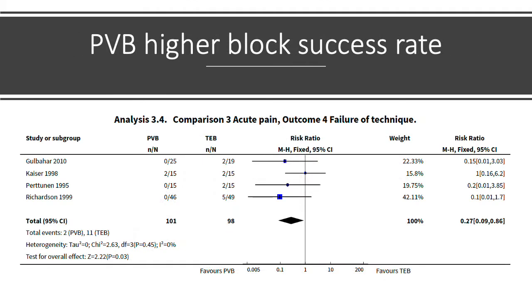This figure shows the risk ratio, where less than 1 favors paravertebral and greater than 1 favors epidural. Comparing the block success rate, there's a trend towards a lower failure rate in paravertebral blocks, around 2%, compared to epidural blocks, which had a failure rate of around 11% in the studies that reported the data.